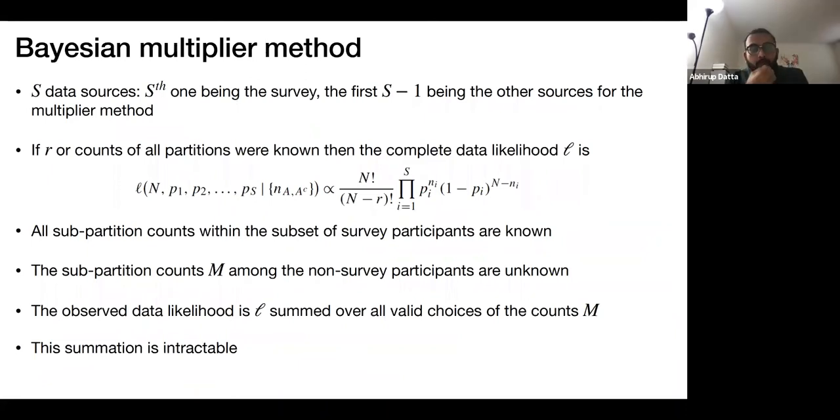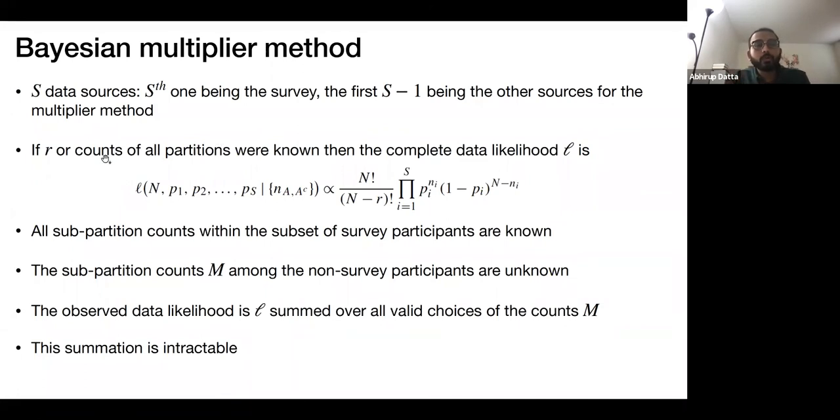Okay, so what we proposed was a Bayesian multiplier method. The methodology extends to more than three sources. So we present the method for the general case of S data sources, the Sth one being the survey, and the first S-1 being the other sources for the multiplier method.